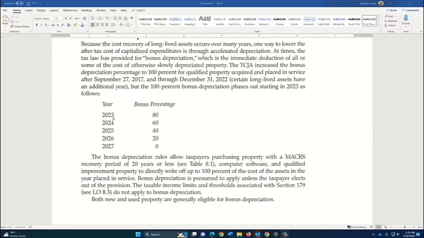But notice next year the bonus depreciation will be only for 80% of your personal property acquisitions, and then it gets lower every year after that, from 60 to 40 to 20, and then will be phased out by 2027.